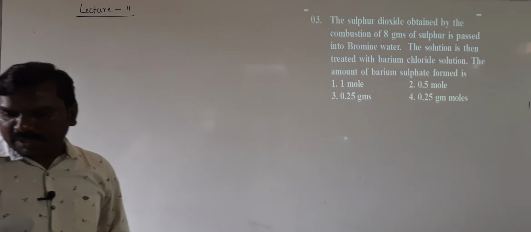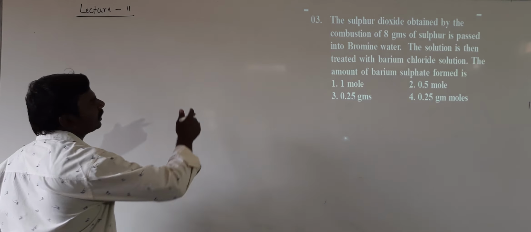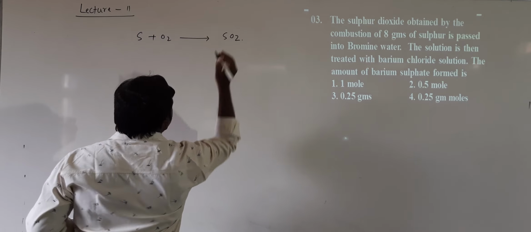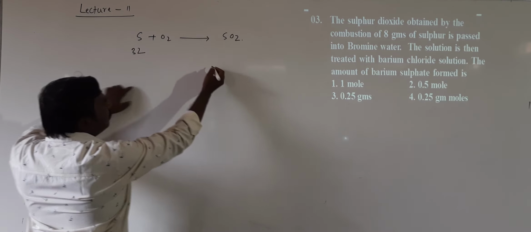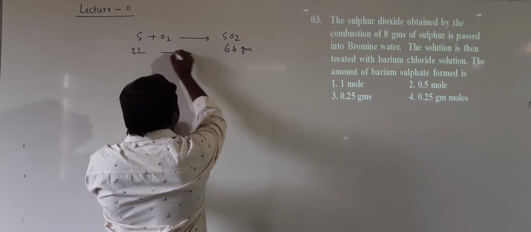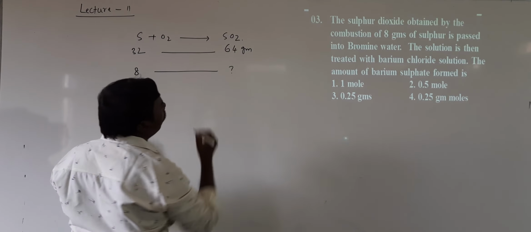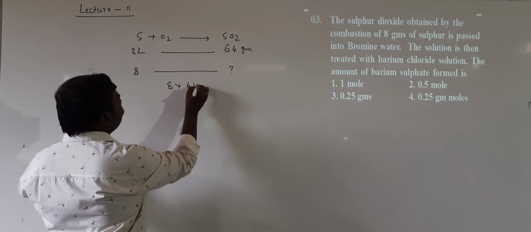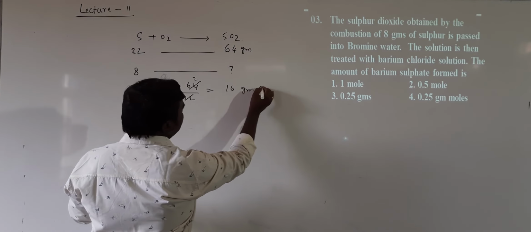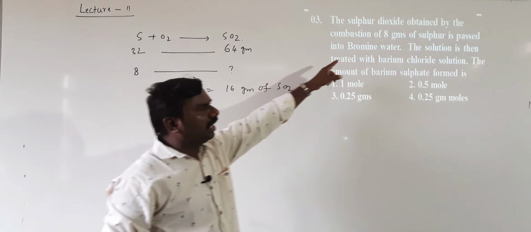Next bit. The sulfur dioxide obtained by the combustion of 8 grams of sulfur is passed into bromine water. Sulfur plus oxygen gives rise to sulfur dioxide. Generally, sulfur 32 grams plus 32 gives sulfur dioxide, totally 64 grams. But they gave only 8 grams of sulfur in the question. So 8 into 64 by 32 is equal to 2 times 8, that is 16 grams of SO2 formed by the 8 grams of sulfur as per the data given.